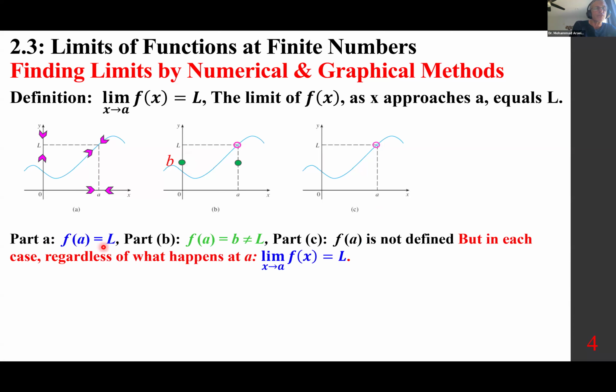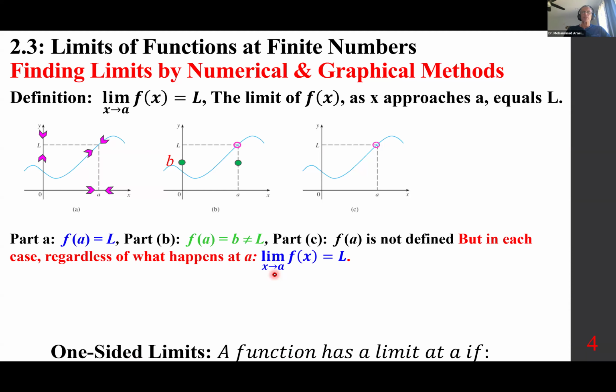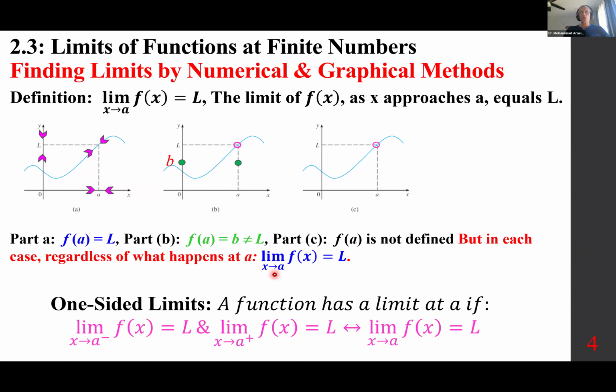Part A, f of a equals L. Part B, f of a equals b, which is different than L. Part C, f of a is not defined, but in each case, regardless of what happens at a, the limit of f of x as x approaches a equals L. It's important to understand that the limit means close to L, close to a in this case, not at a. If you understand that, pretty much the concept is understood. One-sided limits: the limit of f of x as x approaches a from the left.